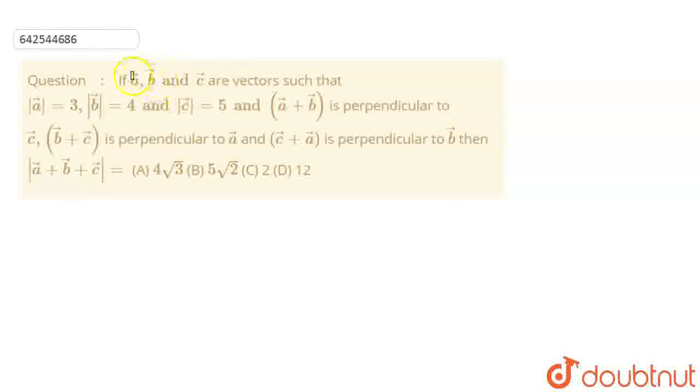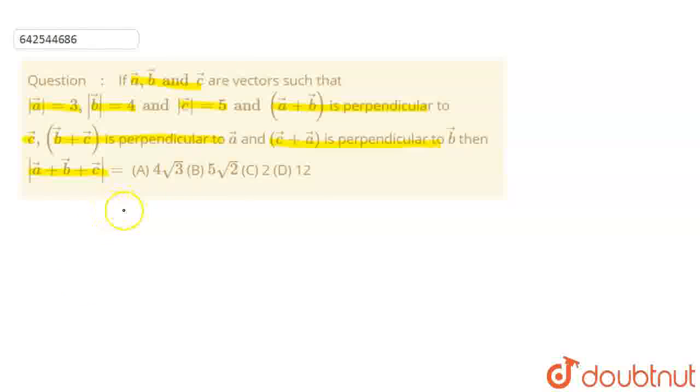Welcome to Doubtnut. So this is the question: if vectors a, b and c are such that magnitude of a vector is equal to 3, magnitude of b vector is equal to 4 and magnitude of c vector is equal to 5, and a plus b vector is perpendicular to c, b plus c vector is perpendicular to a, and c plus a vector is perpendicular to b, then magnitude of a plus b plus c is equal to option A 4 root 3, option B 5 root 2, option C 2 and option D 12.